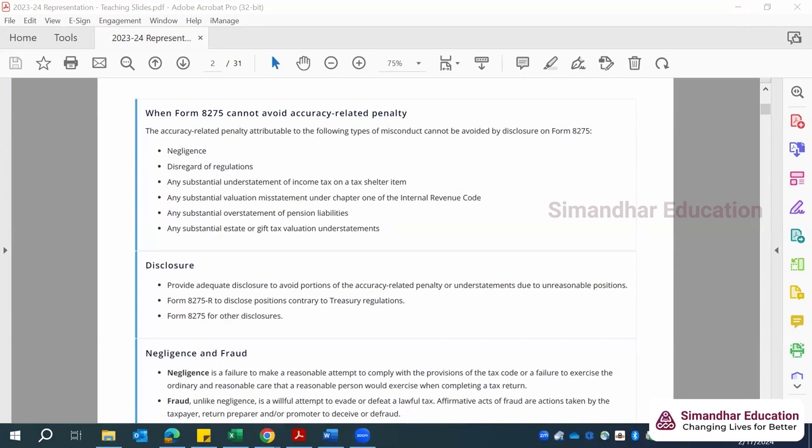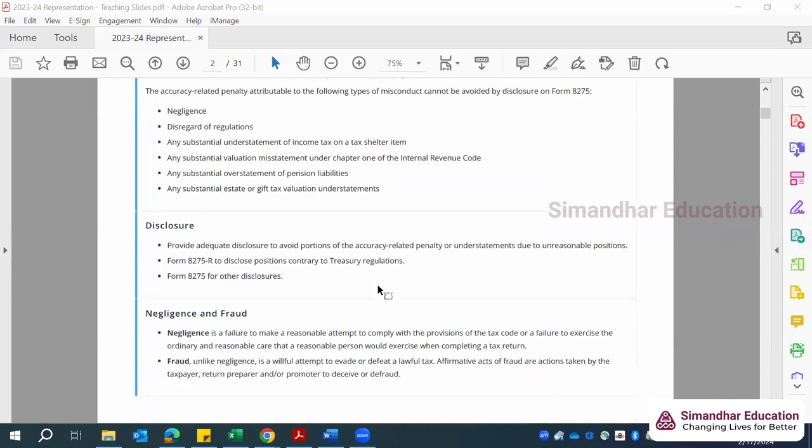So if there is substantial estate or gift tax valuation understatement, estate is nothing but this: when you are alive, you give gifts. When you die, an estate is formed, and then your property and your assets are distributed based on your will. And if you don't have a will, then whatever the state law says, the property is distributed to the beneficiaries accordingly. Right? So intestate, yes, that's the word, Rahul. Thank you so much. So, there could be undervaluation because of that, and then you can be associated with penalties related to that as well.